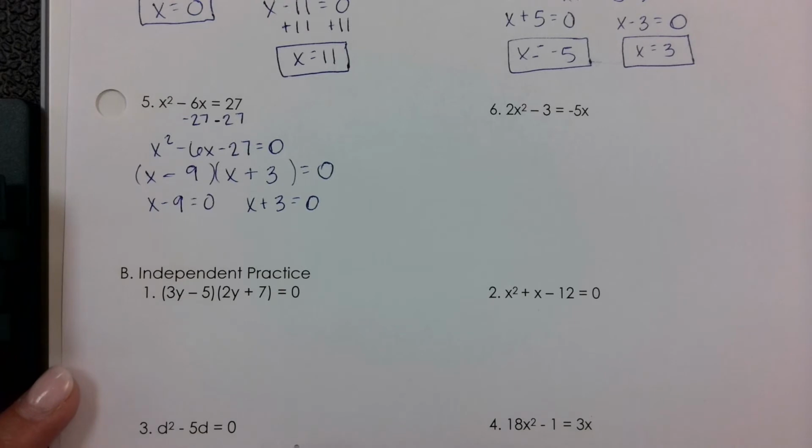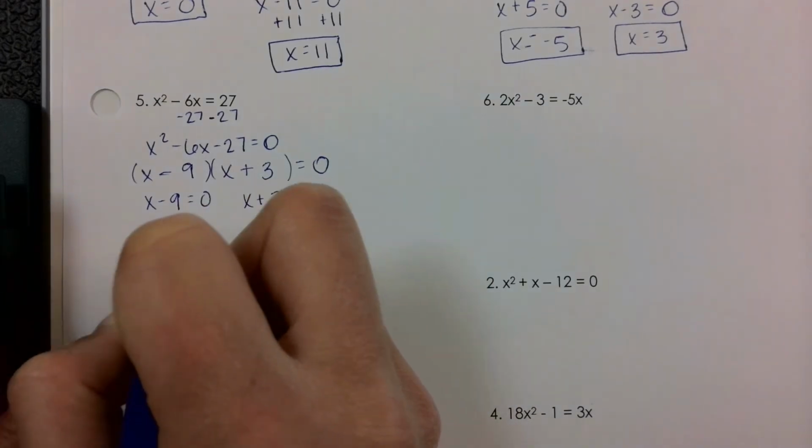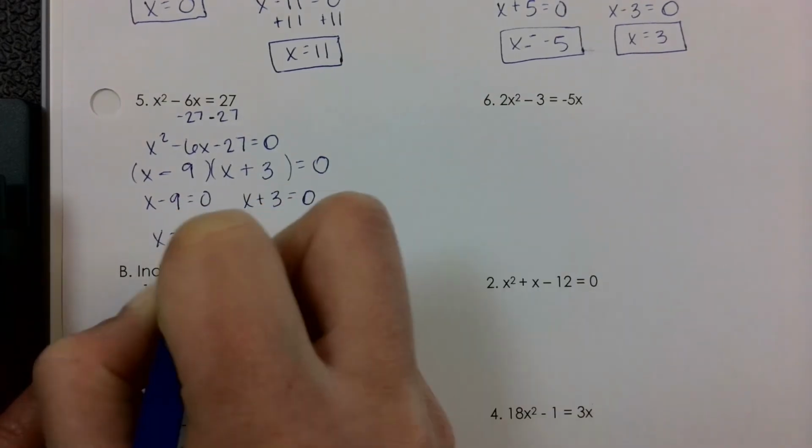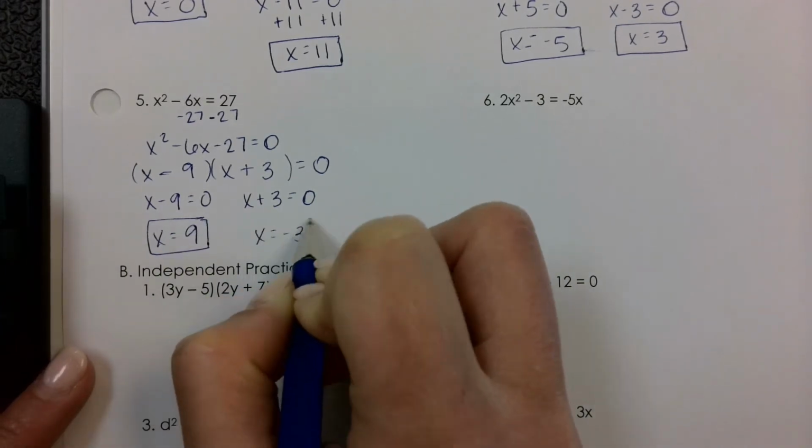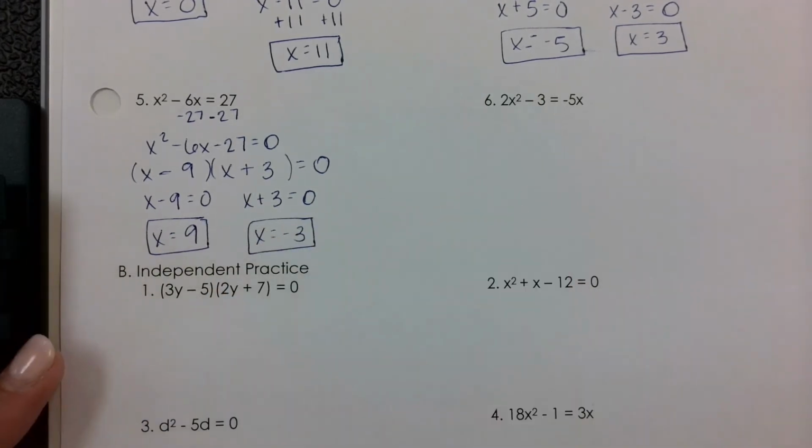So once we solve, what do we end up getting? X equals 9, x equals negative 3. So it's just going to be the opposite sign. Yep. It only changes if you've got something in front of x. So if you had like 2x plus 9 or something like that, it would be different.